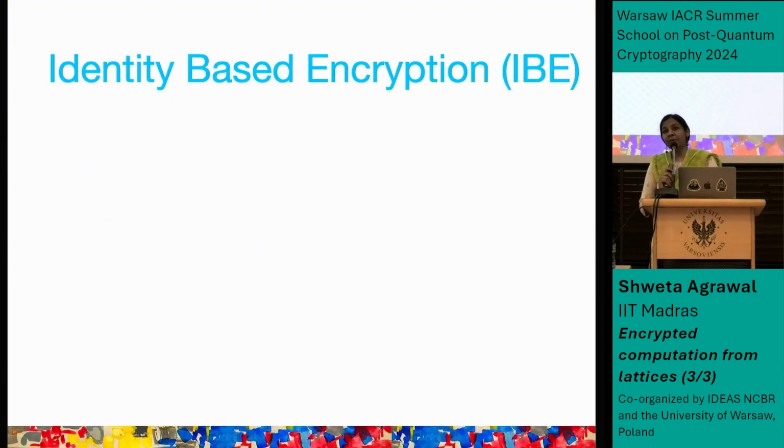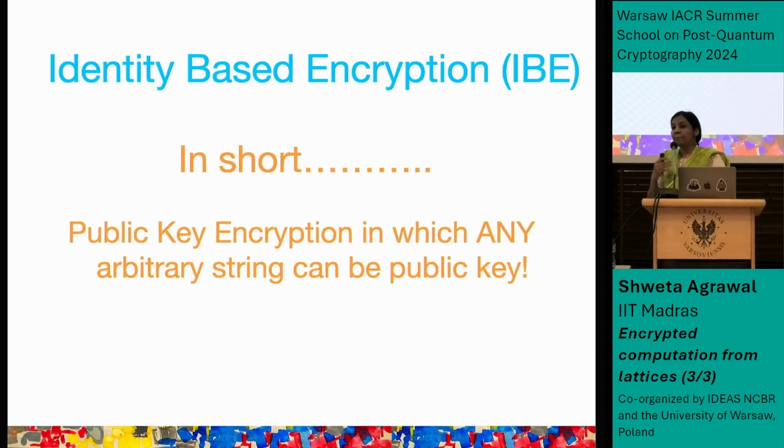Okay, so today we're going to start with an application called identity-based encryption. And this is a form of public key encryption, but it's an encryption scheme in which any arbitrary string can be your public key. So this is something which takes some getting used to. At least it took me some time to get used to this idea. Your public key can now be anything that you want.